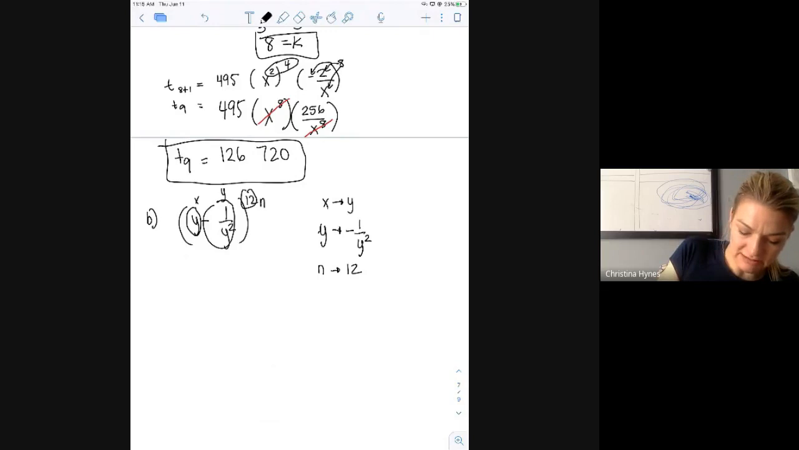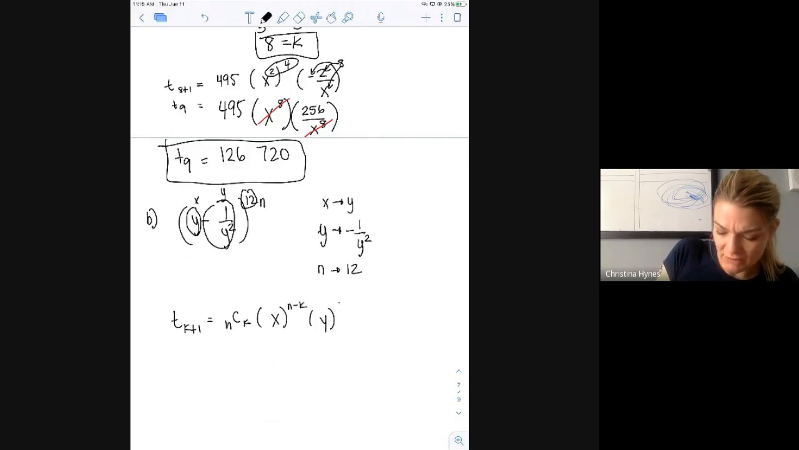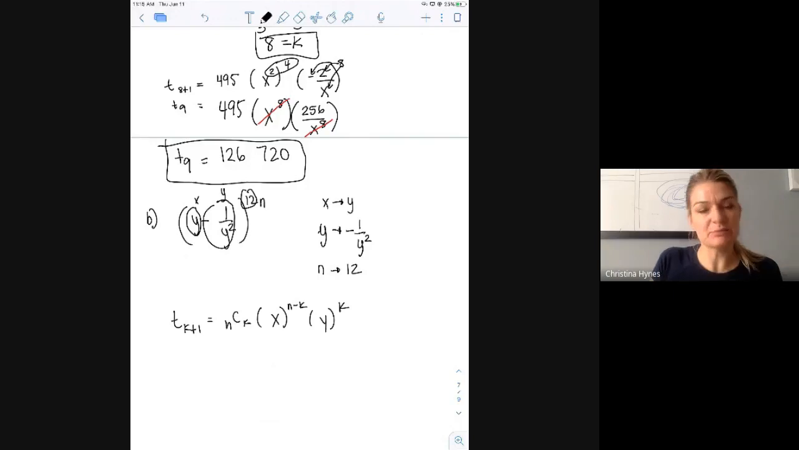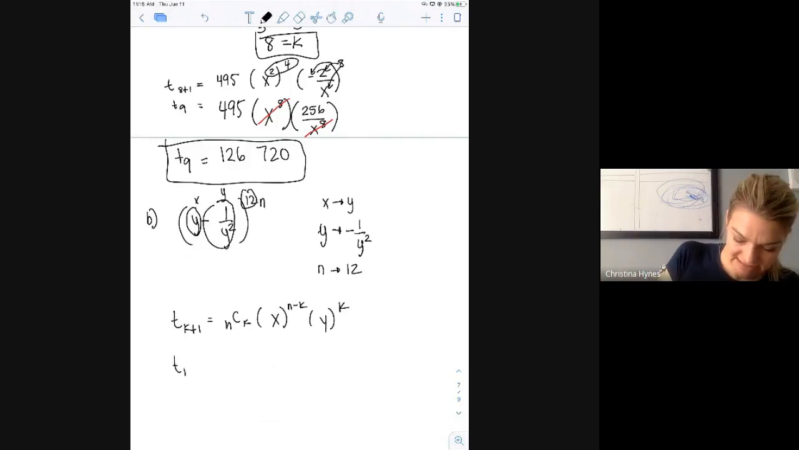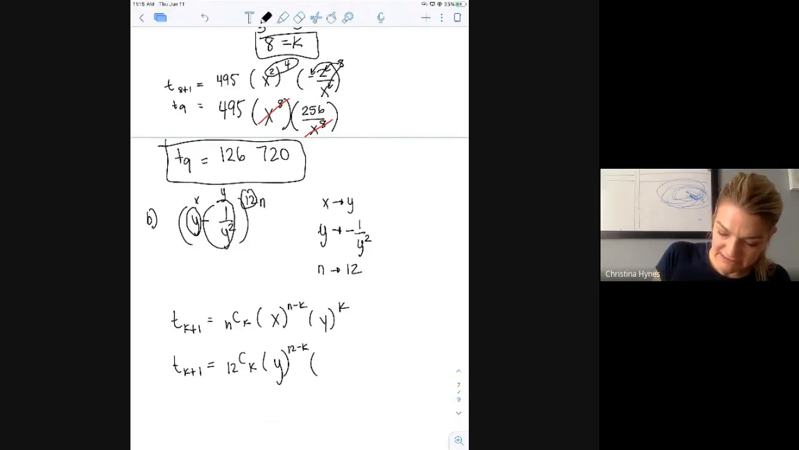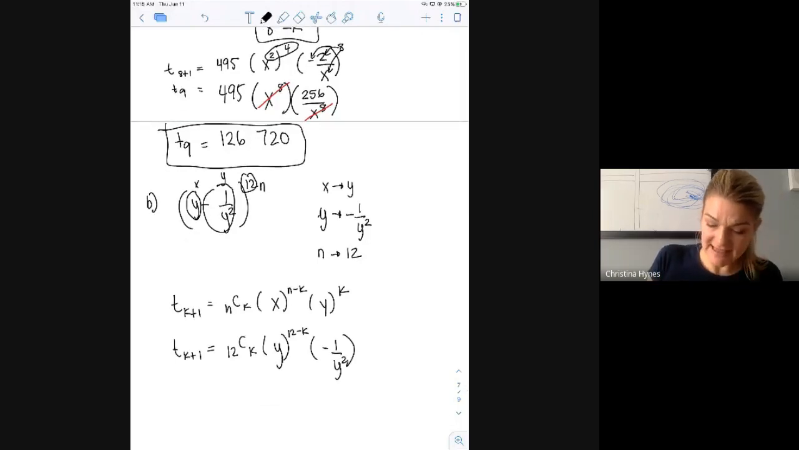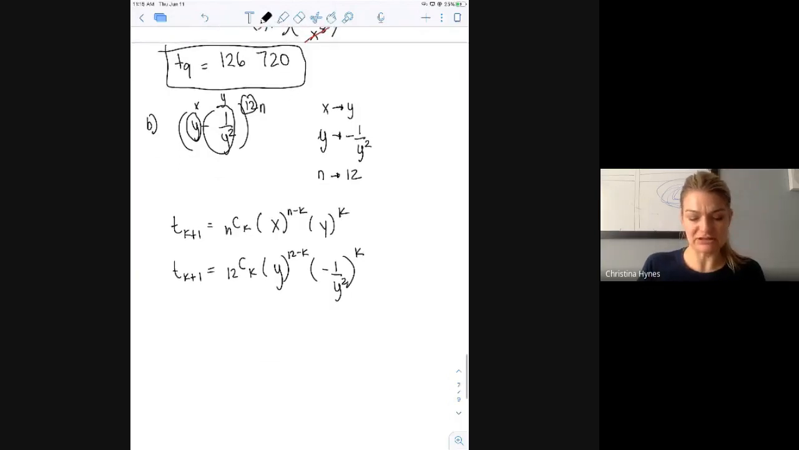And then you're using that formula. T sub k plus 1 equals n choose k, x to the power of n minus k, y to the power of k. So here, again, just like in the previous one, we don't know what k is. We're trying to solve for k. Once we find k, we go back to this, and then we replace it all. So T sub k plus 1 equals, n is 12, x is being replaced with y, and then 12 minus k, and then y is being replaced with negative 1 over y squared, and then your k value is unknown. Okay, so that's what I'm doing so far to replace it.